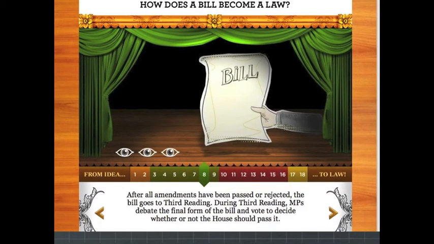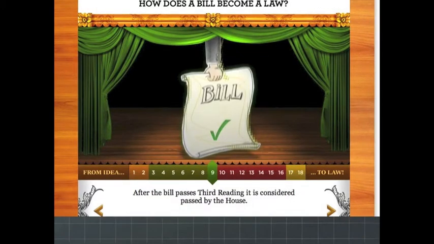It's different in the US. You can add amendments right at the last minute. So once they've made all their changes, we hold the third and final reading, but that's in the lower house. That's just the readings in the House of Commons.